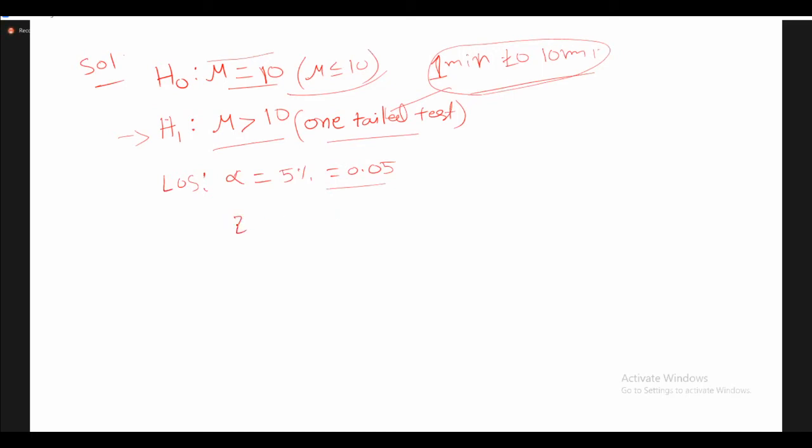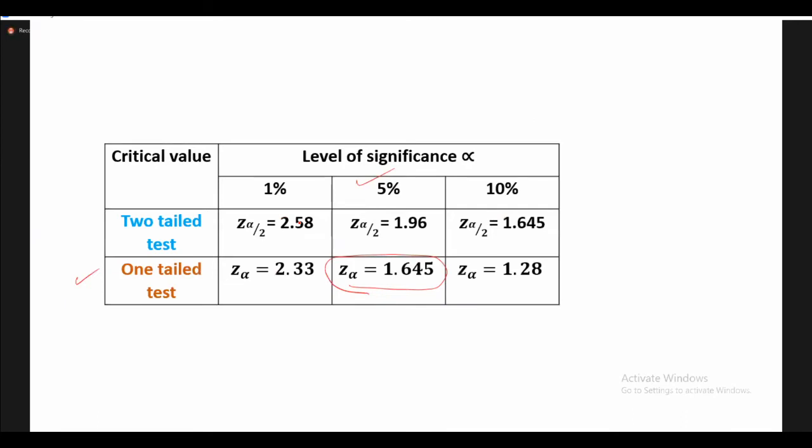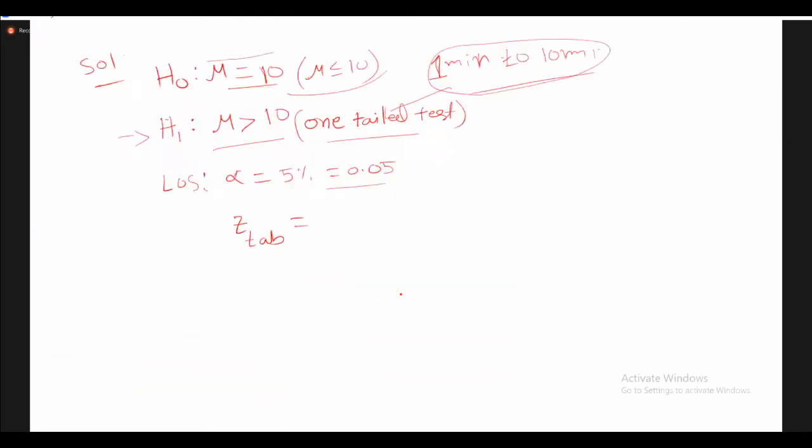What is the Z tabular value? Anyone guess? 5% one tail test. Okay, Z tabular value is 1.645. Yes, this is the third step. And what is the fourth step? Test statistic.